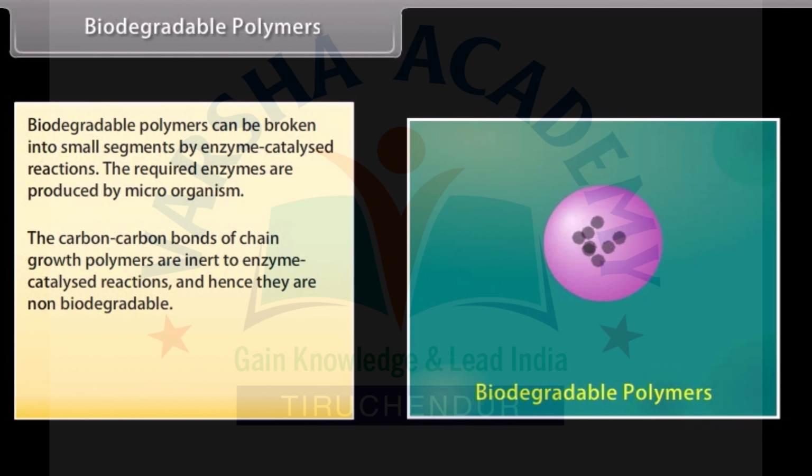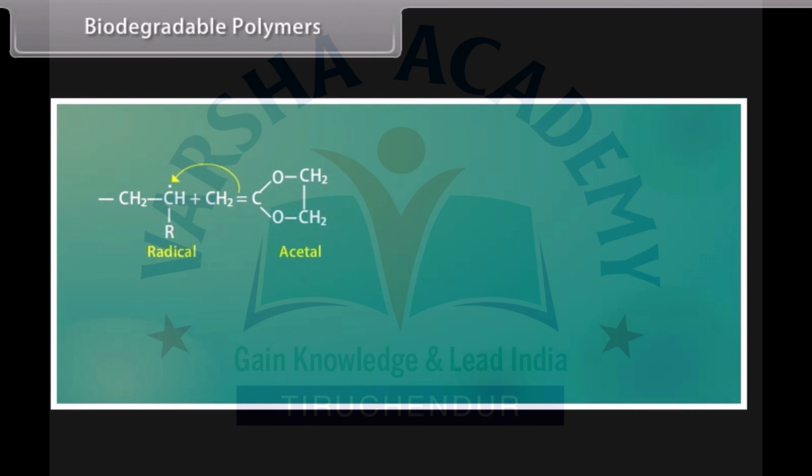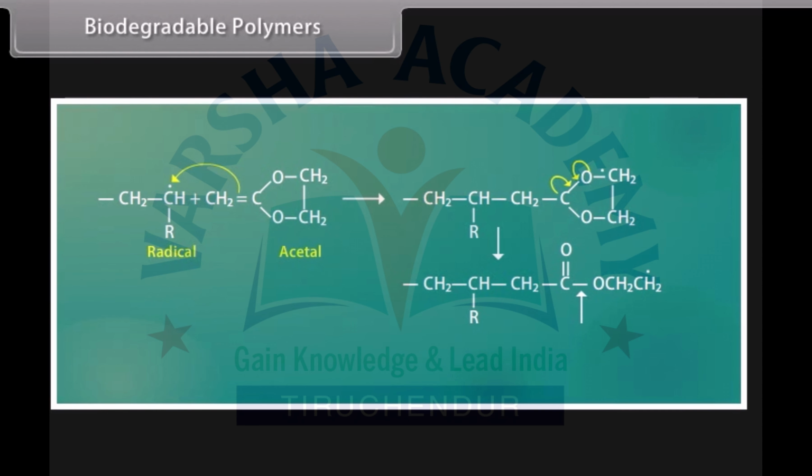broken by the enzymes. The best method of making a polymer biodegradable is by inserting hydrolyzable ester groups in the polymer. For example, if acetal is added to an alkene undergoing radical polymerization, ester groups will be inserted into the polymer. The weak links in the polymer are susceptible to enzyme-catalyzed hydrolysis.